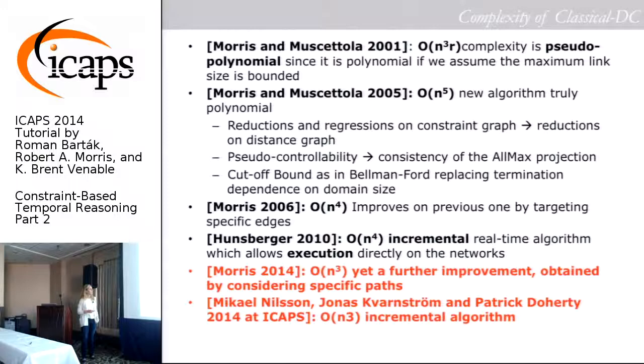Hunsberger, n to the 4 incremental version. And a month ago, we reached the bottom, right? Because Morris and Paul proved in a CPAIOR paper that it's an n to the cube algorithm, okay? And you can see why this is the bottom. Why? Because we're not going to go under consistency, right? Because if we don't have any contingent events, we have an STP, and to solve an STP we have to spend n to the cube. So that's kind of the end of the story.